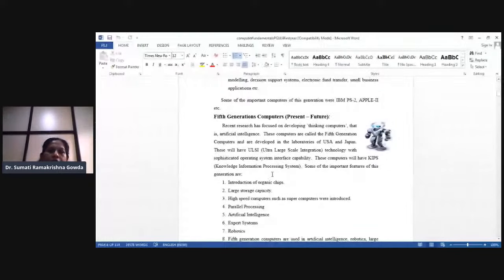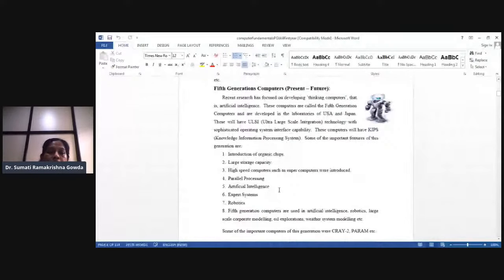These computers will have KIPS. KIPS means knowledge information processing system, which means it will think and process. They are still designing it. Some of the important features of this generation are introduction of organic chips, large storage capacity, high speed computers such as supercomputers, parallel processing, artificial intelligence, expert systems, robotics. Using all this, they are still designing it.